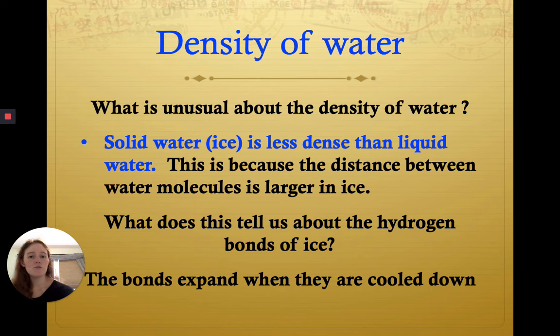All right, one of the last things here is density of water. So what is unusual about the density of water? Well, solid water, which is ice, is less dense than liquid water. This is because the distance between the water molecules is larger in ice. So those water molecules will actually spread out the colder that they get. That's kind of crazy because most of the time a solid is going to just sink to the bottom in water. Solids are typically more dense than liquids, but with water it's not true.